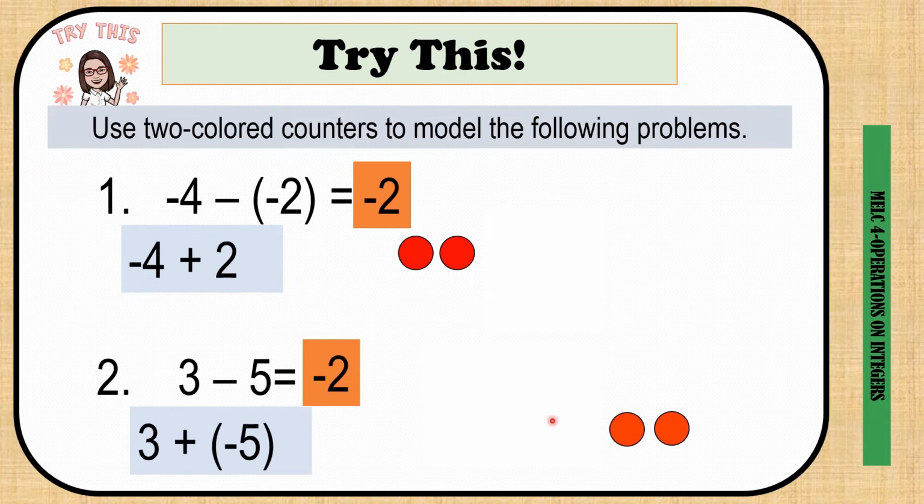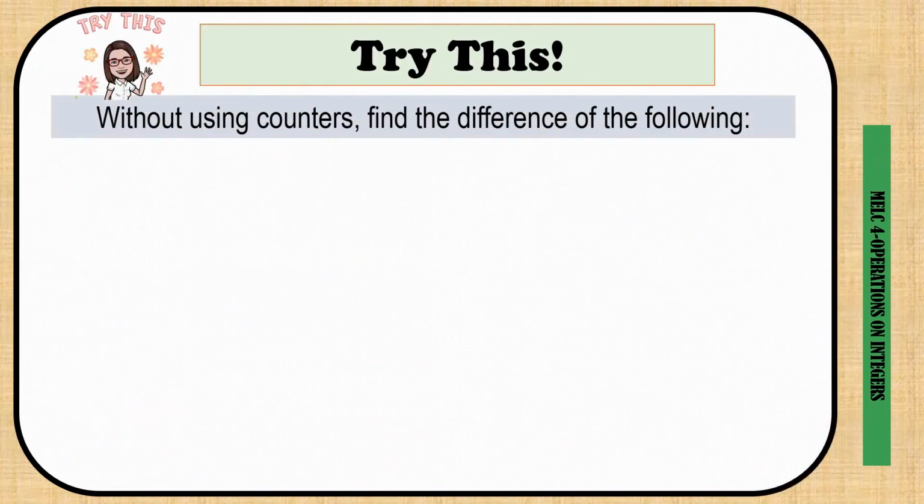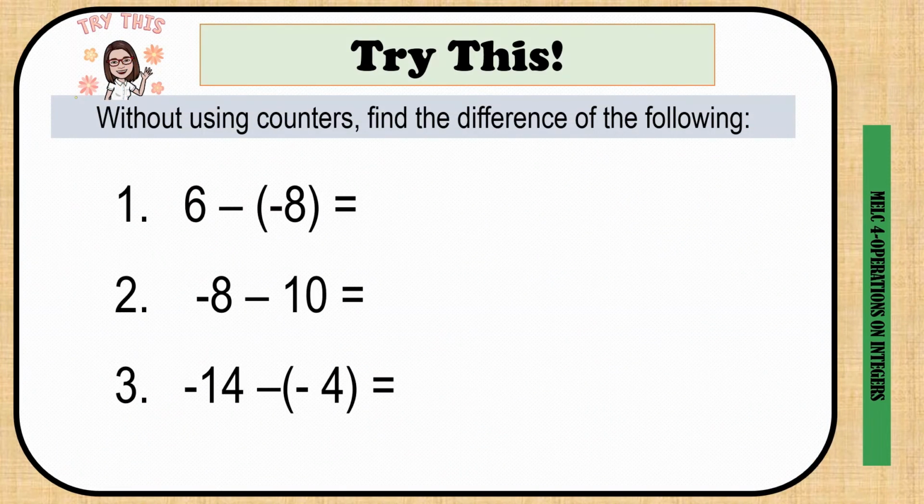How about if we will not use counters? We will simply subtract and apply the rules. That is given. Number 1, 6 minus negative 8. Number 2, negative 8 minus 10. Number 3, negative 14 minus negative 4. Your 15 seconds is given to you. Answer it now.